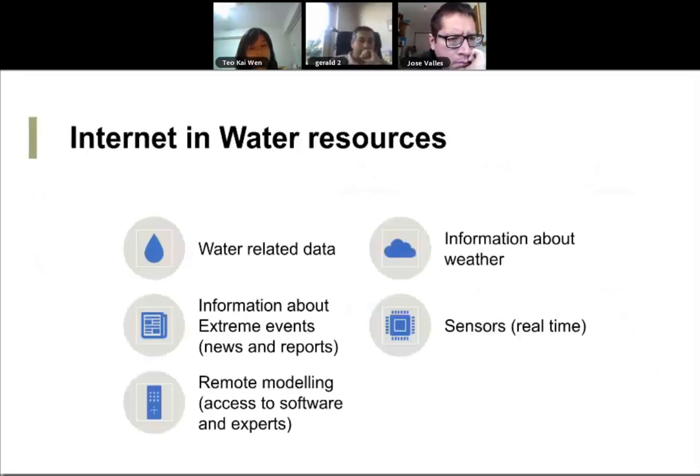That paradigm in water resources ended up in what we have right now: water-related data, information about the weather, sensors in real time that we can have at different devices, information about extreme events. This is also important because in the past, something could be happening in Africa, in America, in Latin America, or wherever, and no one knew about it or was not so well informed. But now everything is connected, so you can understand what is happening worldwide. Before, it was not possible.